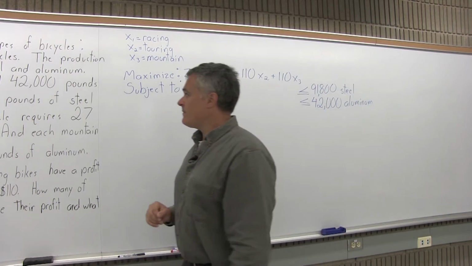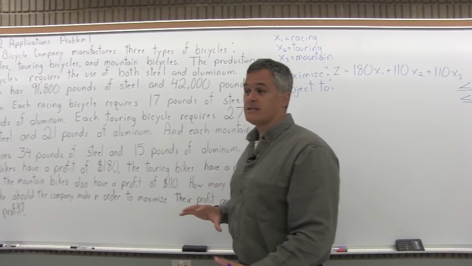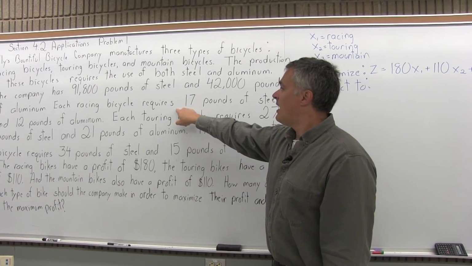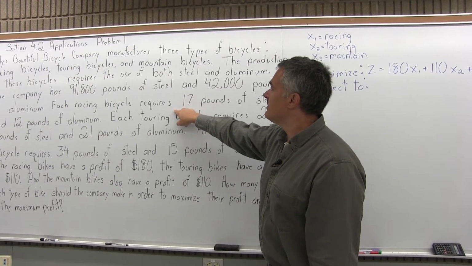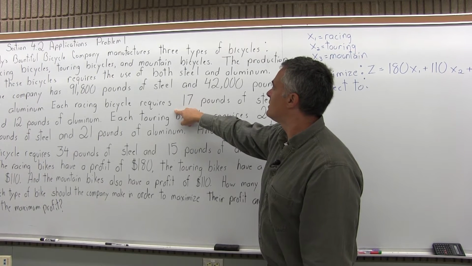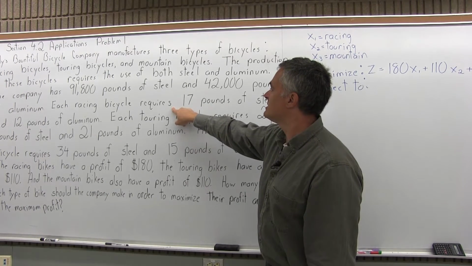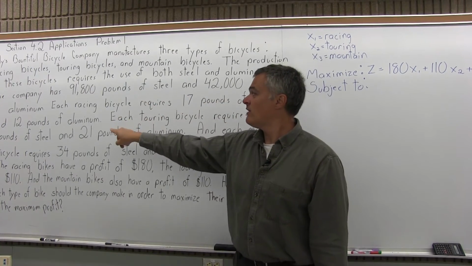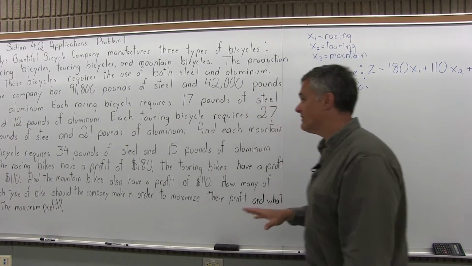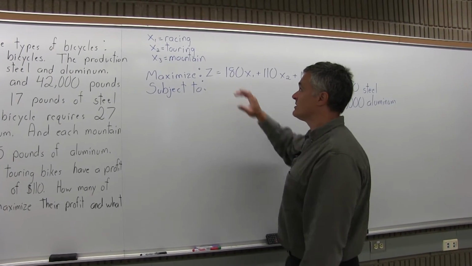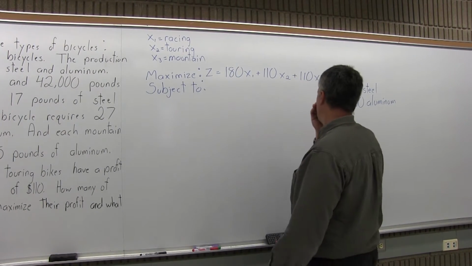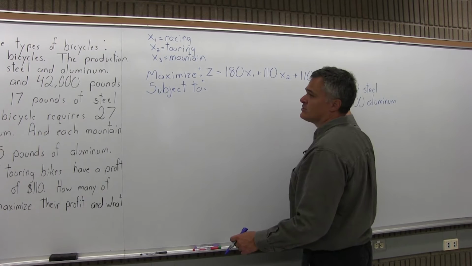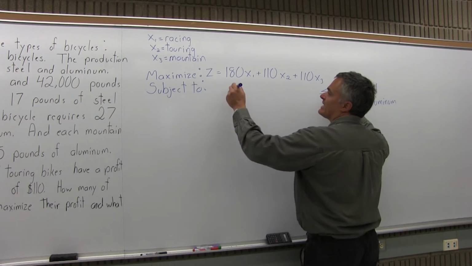Now, we'll take it apart sentence by sentence. It says, let's see, racing bicycles are the first one. So here we have it. Racing bicycles, each racing bicycle requires 17 pounds of steel and 12 pounds of aluminum. So 17 steel and 12 aluminum for the racing bicycles. Racing bicycles are x1. So in the steel constraint, we have 17x1.